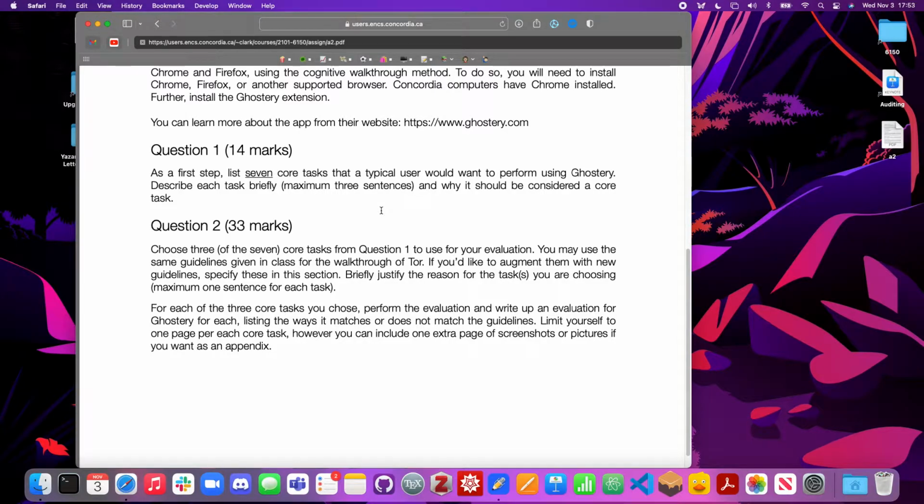And for every step you want to say both is it good or is it bad, right? So is there room for improvement, or if you see something that they did really well, you can comment on that as well. So positive and negative, always going back to the guidelines. Okay, questions about it?